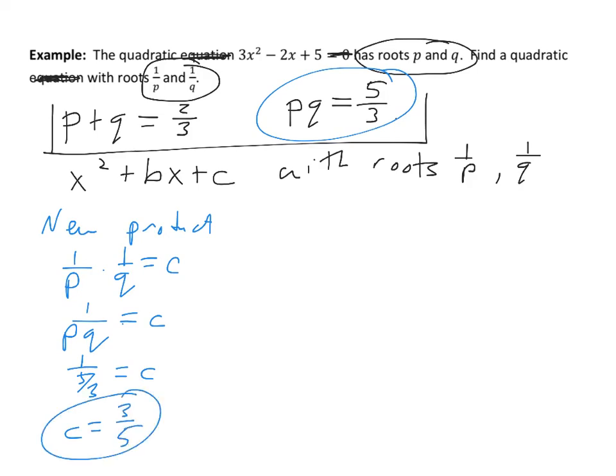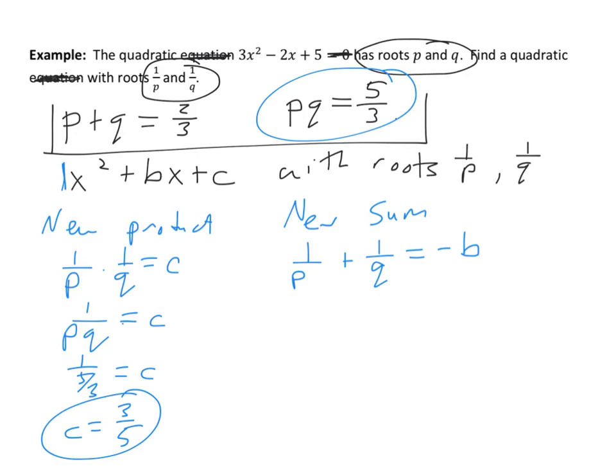Oh, we're already halfway there. Now let's look at our new sum. Our new sum would be 1 over p plus 1 over q, and that has to be negative b over a, but my a value is 1. Now, can you think of any way that we could manipulate that or rewrite it, sort of move things around in hopes that we can get these expressions to show up?